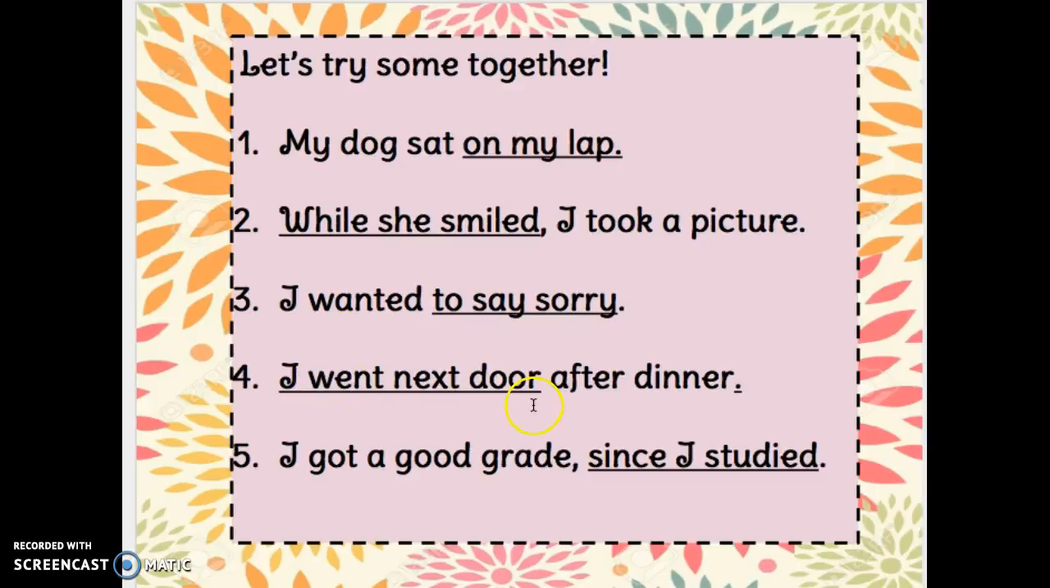Next, I went next door. So I is my subject, went is my verb, and then next door is my complete idea with it. And then last, for number 5, I got a good grade since I studied. Looking at this, I see right away that I have a subject and I have a verb, so I know this is a clause. However, I notice that I have this extra word up front, this subordinating conjunction, since. Therefore, I know this has to be a dependent clause.